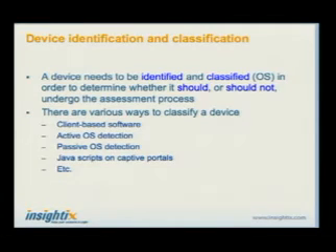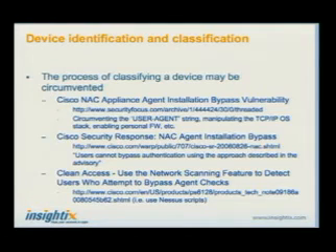And there are several ways to do that. Client-based, active OS detection, passive OS detection, JavaScripts, captive portals, and so forth. And there are lots of problems with that. This is the Cisco problem that they had with the NAC appliance, where first and foremost the user changed the user agent string on his browser. Bam! You don't need to do anything here. We don't need to do assessment. Just give me your username and password and you're through.